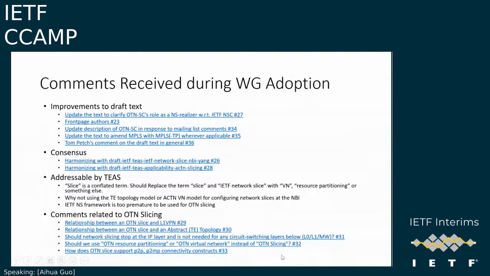There are also a lot of questions during the discussion which we believe could be addressed by TEAS. For example, slice is a conflated term, and some believe that slicing should be replaced with resource partitioning or something else. Also there are questions about why not just use existing models, for example the T topology or the VN model, for configuring network slices. And it seems to some that the current IETF network slice framework is just a little premature, so we probably should wait until it becomes clear before moving forward with the network slicing work, as well as OTN slicing, for example. So those questions can probably be addressed towards TEAS.